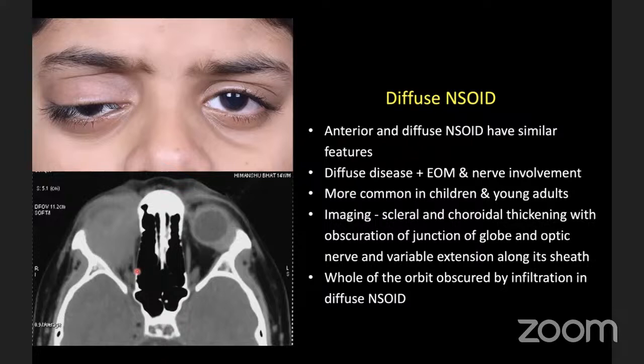So if you look at diffuse NSOIDs, the anterior as well as diffuse, by anterior I'm saying in front of the globe, they almost have similar features, and both of them present with extraocular motility, muscle involvement as well as the nerve involvement. And on imaging, you can see that there is scleral and choroidal thickening, which could be appreciated on the coronal section, and the whole of the orbit is obscured because of the infiltration, especially in cases of diffuse NSOIDs. So this need not mean that it is, say, a tumor. You have to correlate clinically as well as radiologically to reach the diagnosis.